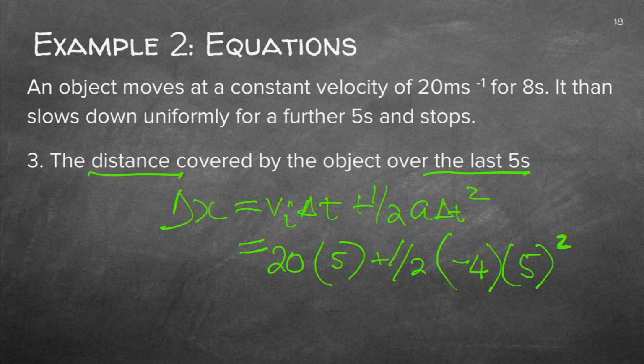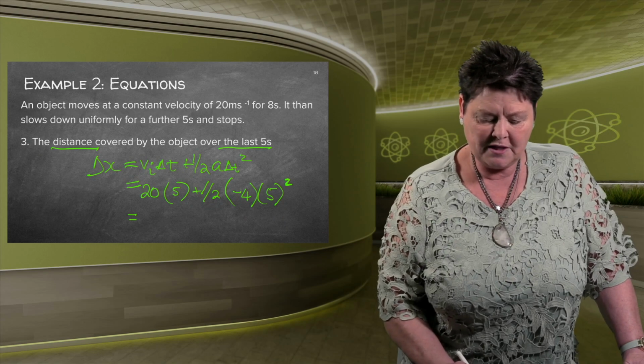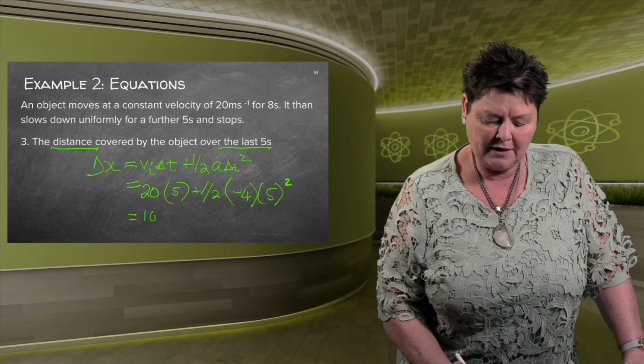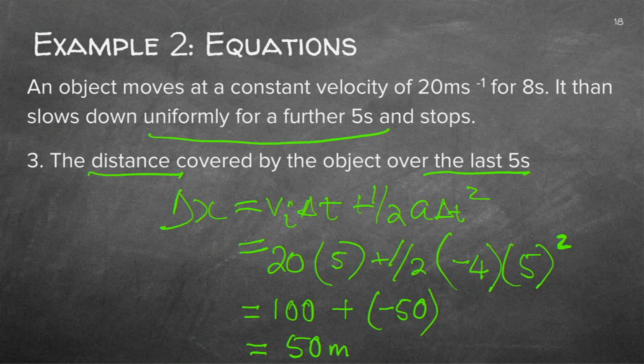Remember your square, guys. We often forget to put the square in there. This will be 100 plus a half of 4 is 2 times 25 will be minus 50. And that will give me an answer of 50 meters, which makes sense because it was going slower.